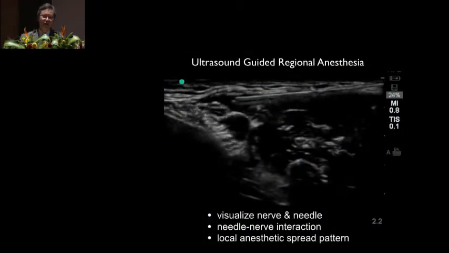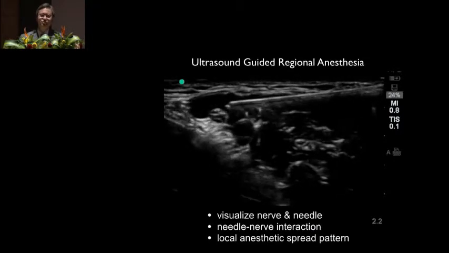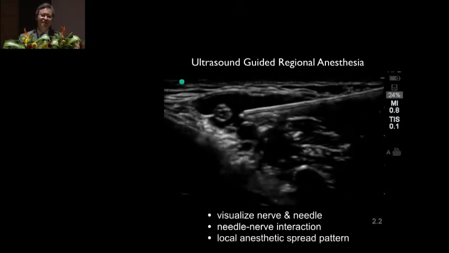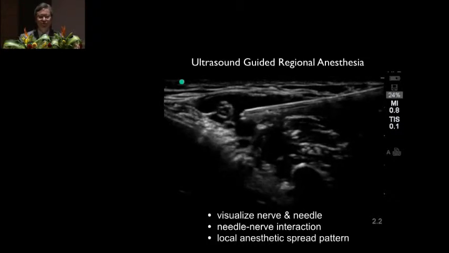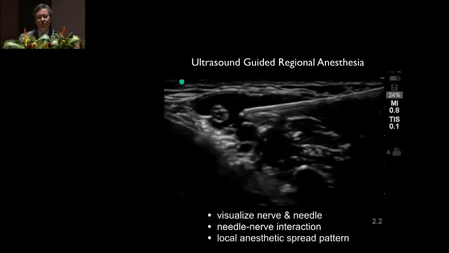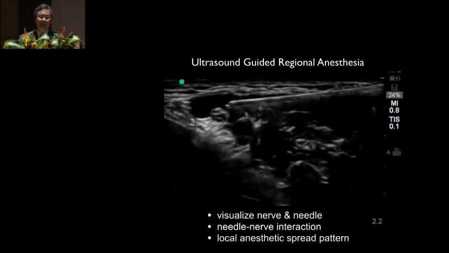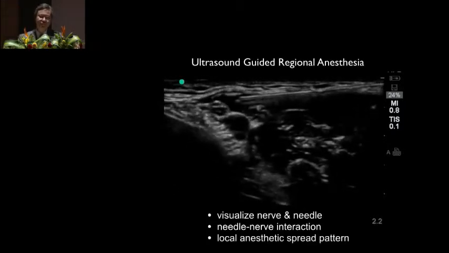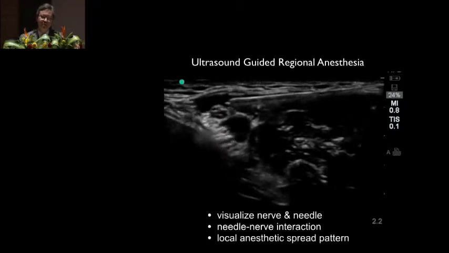So here again, I'm talking about another gadget. Anesthesiologists love toys. Ultrasound is another toy that we can use. I think what we do recognize is ultrasound is a very powerful tool. We use it for regional anesthesia for a number of reasons.